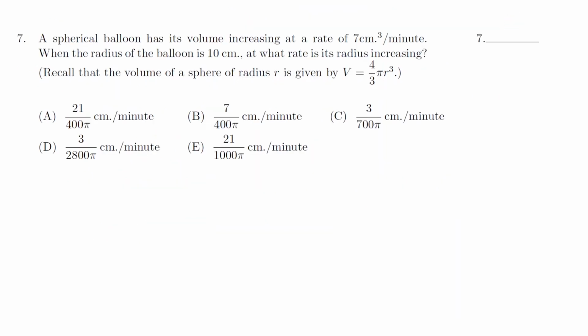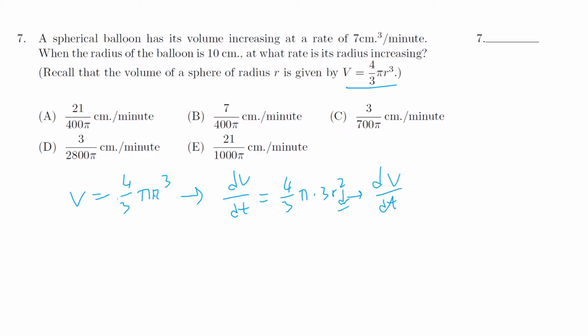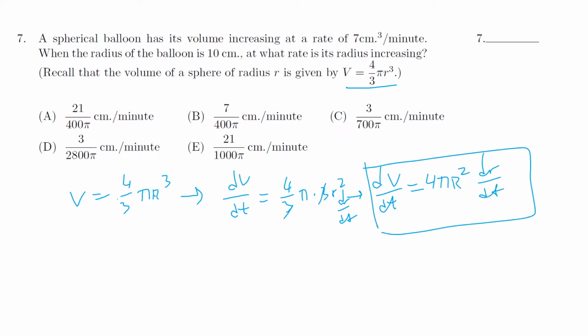Next. A spherical balloon has its volume, so I know it's related rates immediately. And we're given this, so I'm just going with that. V is equal to 4/3 pi r cubed. And all I have to do is take the first derivative of both sides. So dV/dt is equal to 4/3 pi times 3r squared, and of course I forgot dr/dt right here. So dV/dt is equal to, canceling the 3's, 4 pi r squared dr/dt. That's what I got. Now I just have to plug in correctly.